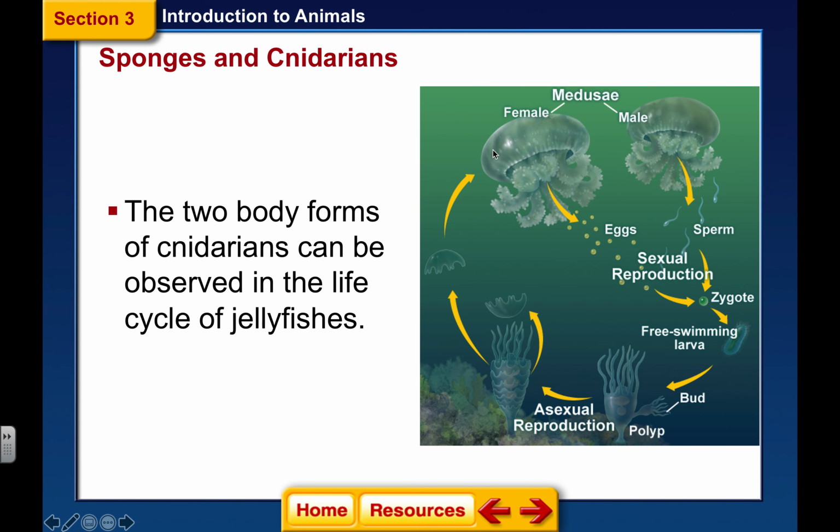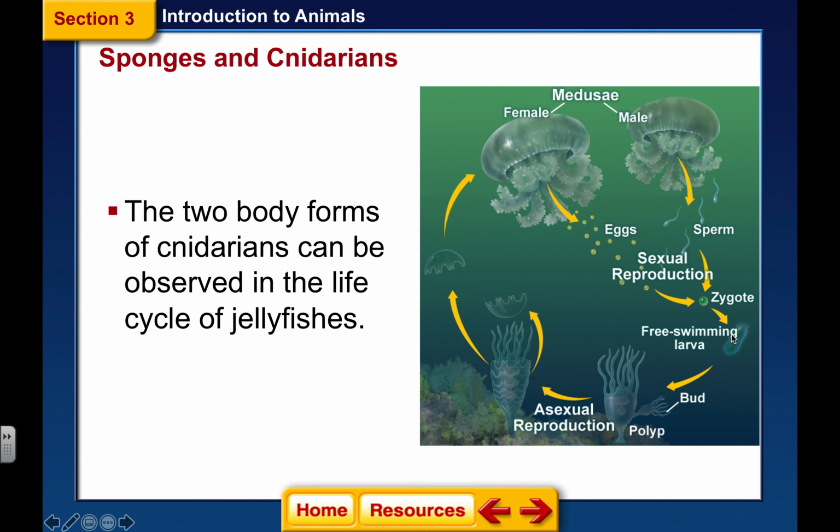So here we have a female and a male. The female can release eggs. The male's going to release sperm. When they join, they're going to form a zygote. Now again, eggs and sperm are haploid because they have half of the genetic information. When they join, the zygote is going to be diploid.